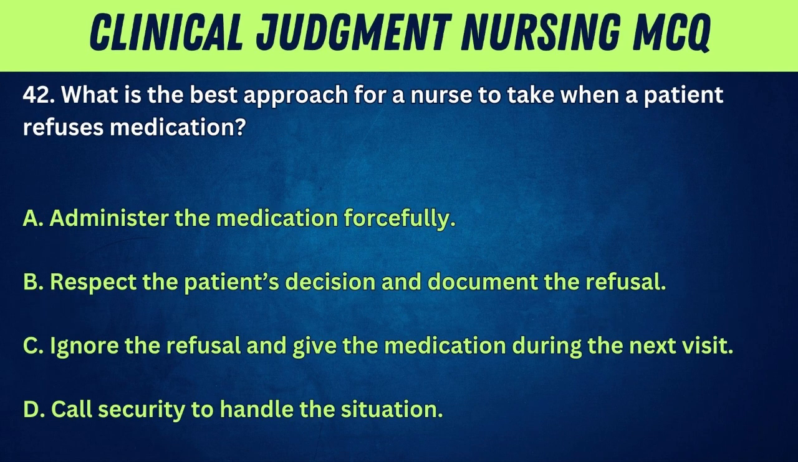42. What is the best approach for a nurse to take when a patient refuses medication? A. Administer the medication forcefully. B. Respect the patient's decision and document the refusal. C. Ignore the refusal and give the medication during the next visit. D. Call security to handle the situation.